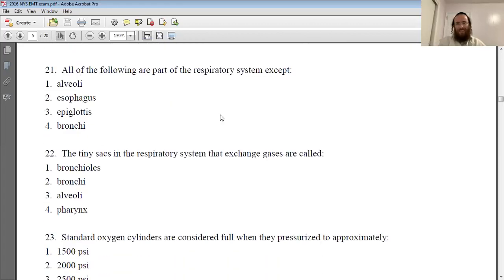Okay, all of the following are parts of the respiratory system except? Esophagus. Very good. The esophagus is the food pipe. Excellent. Yep. And then the last one, and then we'll go back to class.